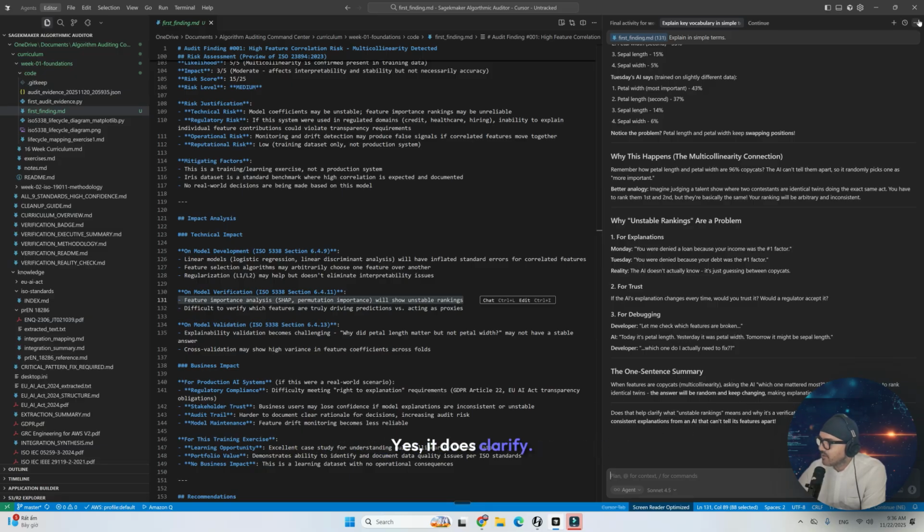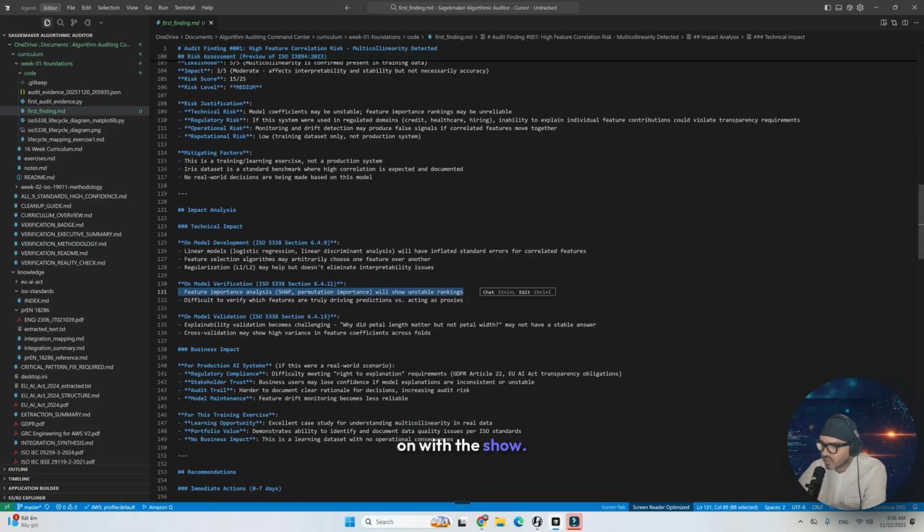Yes, it does clarify. On with the show. Let me read it one more time. Feature importance analysis, SHAP, permutation will show unstable rankings. Explainability validation becomes challenging. Again, why did petal length matter but not petal width?